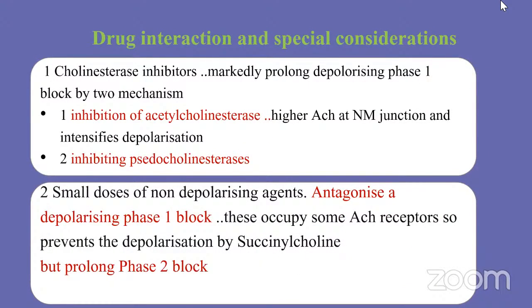Drug interactions and special considerations: cholinesterase inhibitors markedly prolong a depolarizing phase 1 block by two mechanisms. One is inhibition of acetylcholinesterase.